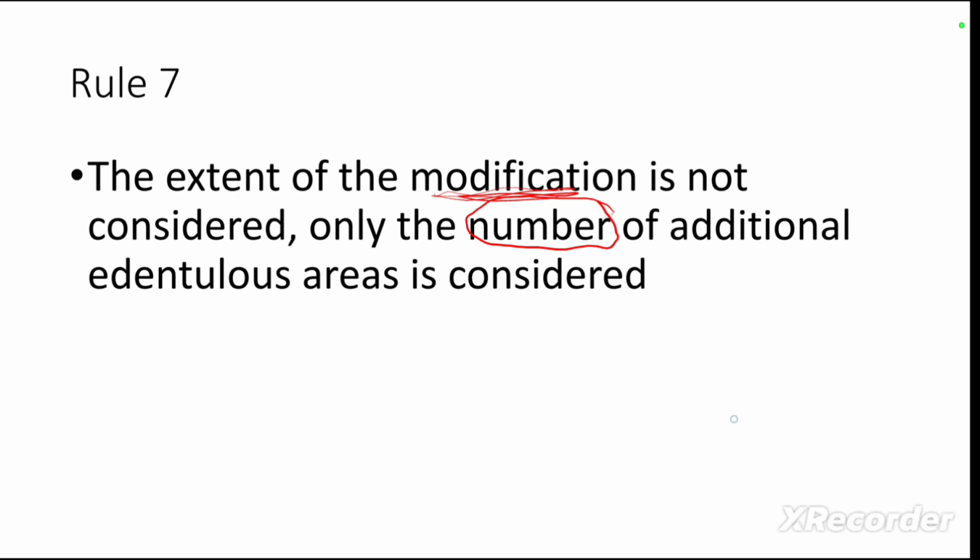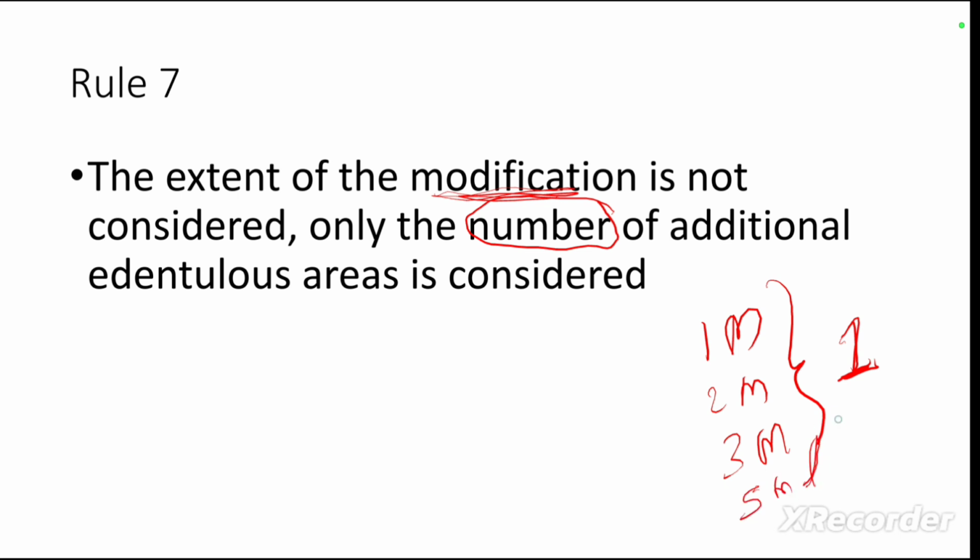What I told is that the extent of the modification is not considered, whether it is one tooth missing or two teeth missing or three teeth missing in one edentulous area. All of these are considered as only one modification. Whether it is 5 teeth missing, if it is other than the classification area, then it is only modification 1. Understood?